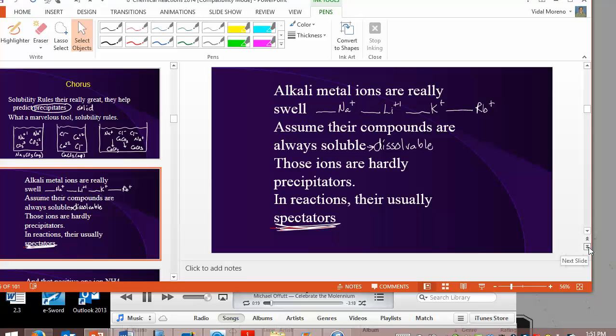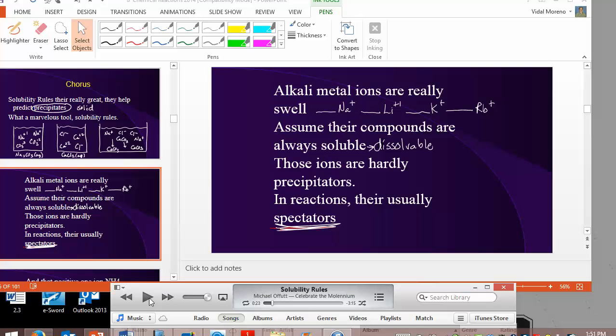Assume their compounds are always soluble. All right, so alkali metal ions: sodium, lithium, potassium, rubidium, but we won't play around with rubidium very much. Assume if they meet up with water, they will always dissolve, period. That's what always means.